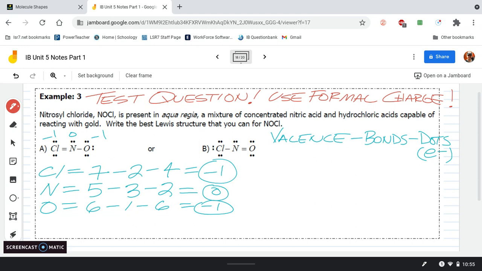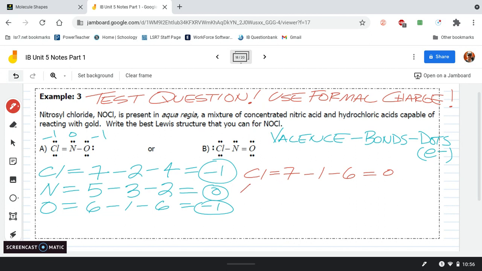So for B, so B will be in red. So it's going to be chlorine on this one. Well, it's still got a valence of 7, right? That didn't change. So 7 minus this. Now it's just got a single bond instead of a double. So minus 1. And then minus 6 dots. So 7 minus 1 minus 6 is 0.